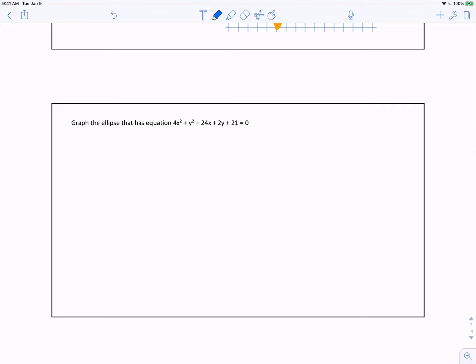Let's try one more of those. Okay, so we're going to graph this ellipse. So again, our first step is to move the constant and group the terms. If we do that, we're going to have 4x squared minus 24x plus y squared plus 2y is equal to -21.